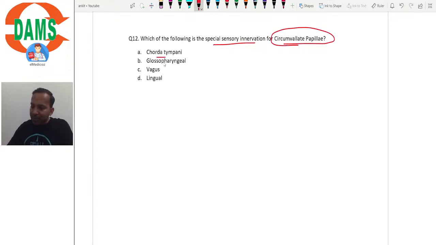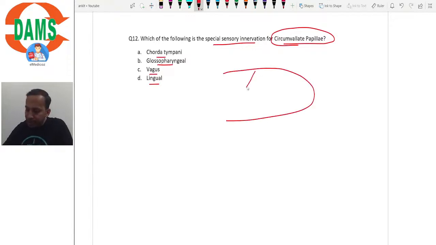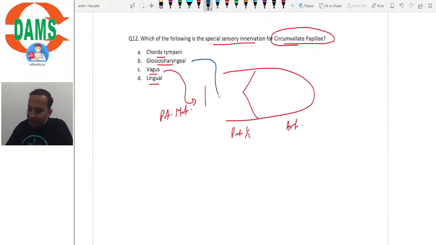So options are chorda tympani, glossopharyngeal, vagus and lingual. Which of the following is the special sensory innervation for circumvallate papillae? So let's divide the tongue into anterior, posterior third, and posterior most region. Very good, Bhavna. So the posterior most region is supplied by vagus. Glossopharyngeal supplies the posterior third and chorda tympani supplies the anterior third.